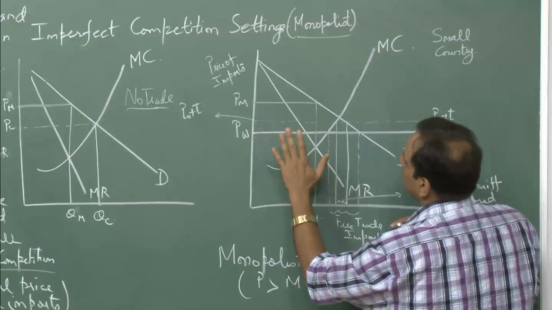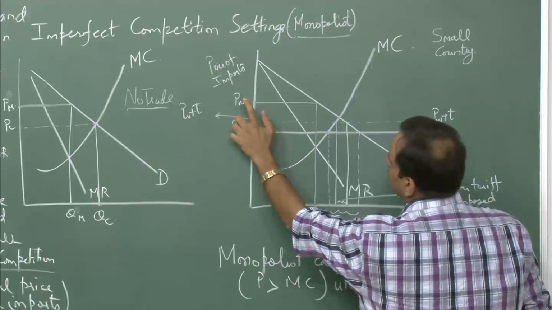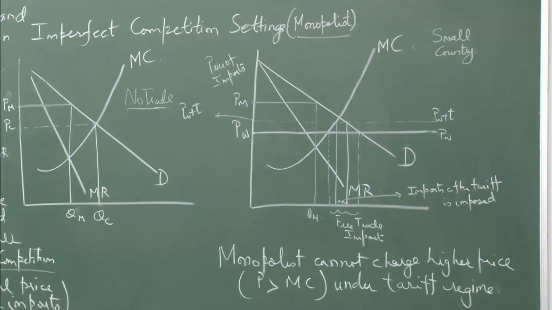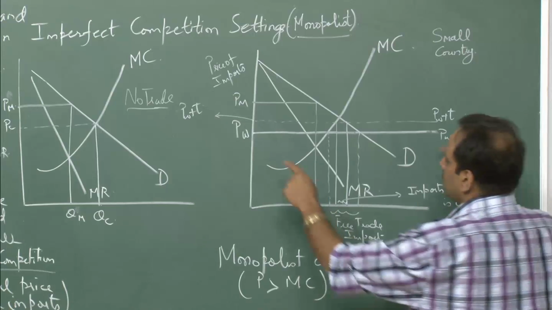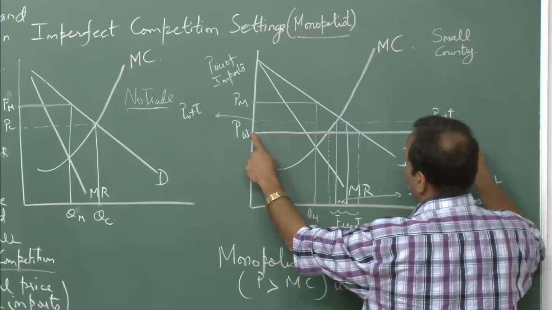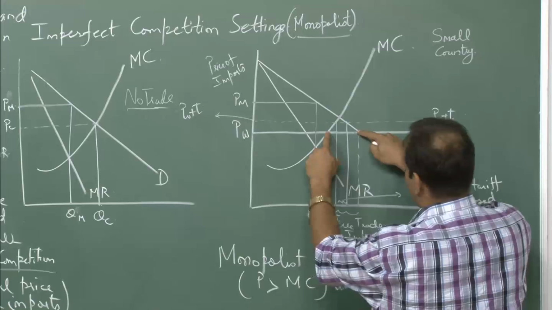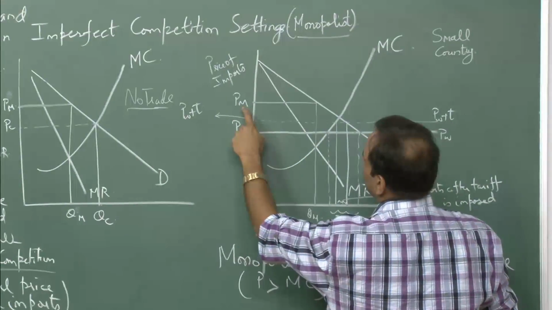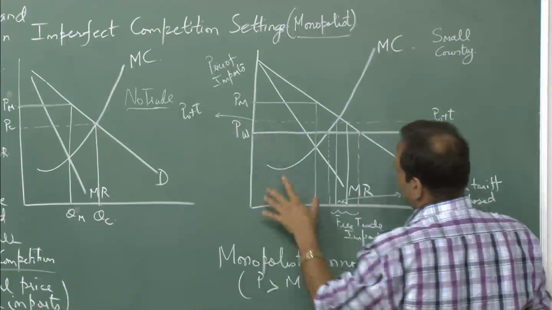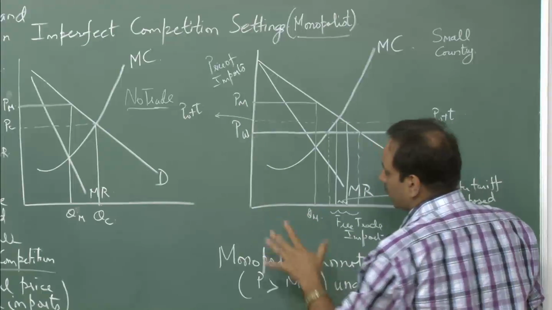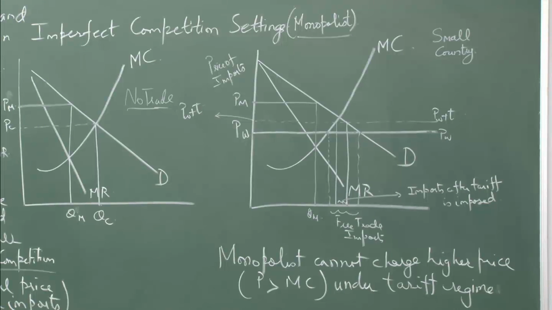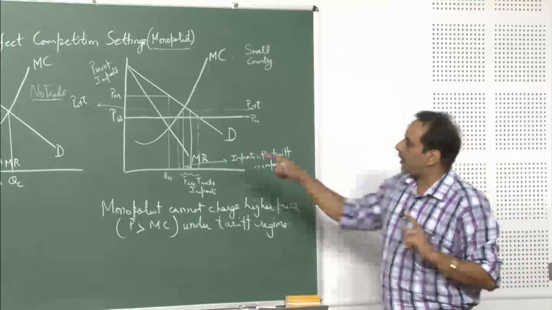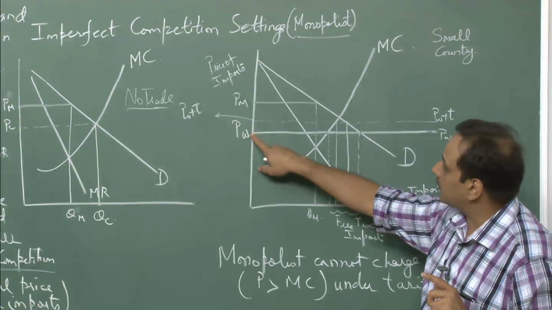Now the point is whether the monopolist can charge a price which is PM and sell QM. This is the world price, this is the world price, this is the free trade imports. Now the point is whether he can charge a price which is PM and sell QM quantity of product in the market. Remember, he is the only person to sell it, but then the price which exists internationally is PW.